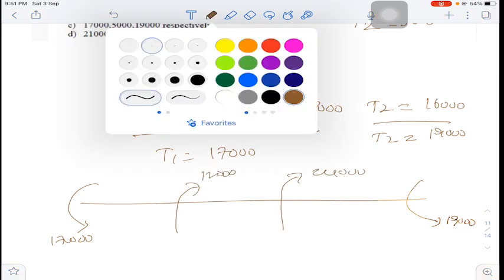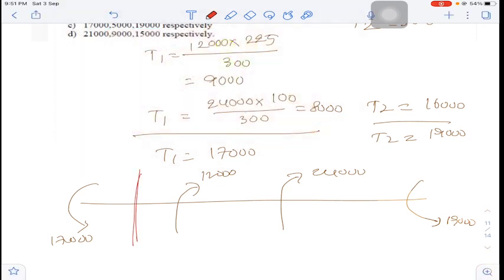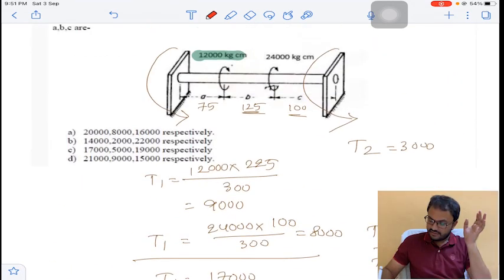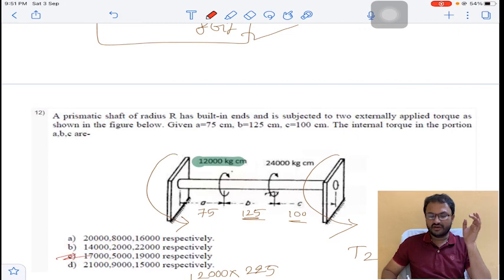So now in this portion, torque we can see either on left or right. So it is 17,000. That is, in the portion A, the amount of torque is 17. And in this portion, I will calculate from left, 17 minus 12, into 1000. So it will become 5,000 in the portion B. And now in the portion C, it is 17 minus 12 minus 24. So this will become 19,000. Okay. So answer C for question number 12.